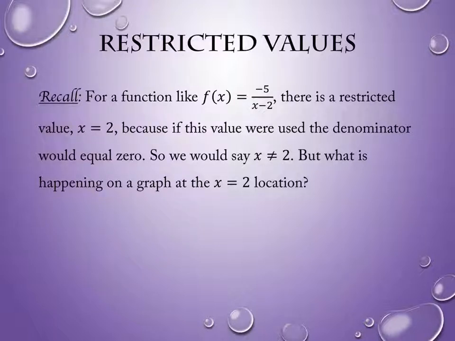So we've had functions like f of x equals negative 5 over x minus 2, and we've talked about the fact that that means there's a restricted value. So why would we say the restricted value is x equal to 2? Well, if I put a 2 in for x, what would happen to my denominator? It would be 0. Okay, and we can't divide by 0, so we would call that a restricted value.